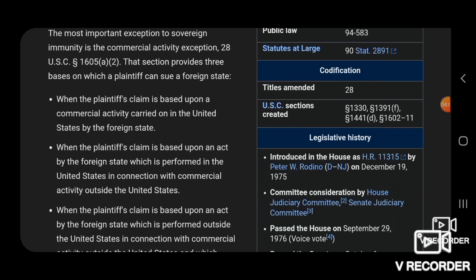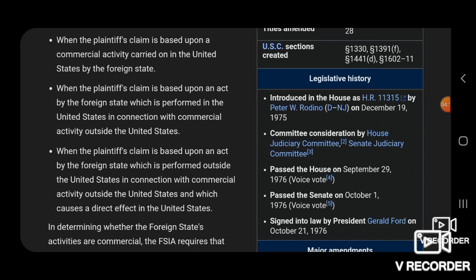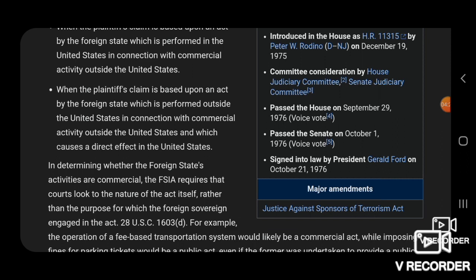When the plaintiff's claim is based upon a commercial activity carried on in the United States by the foreign state; when the plaintiff's claim is based upon an act by the foreign state which is performed in the United States in connection with commercial activity outside the United States; and when the plaintiff's claim is based upon an act by a foreign state which is performed outside the United States in connection with commercial activity outside the United States, and which causes a direct effect in the United States.